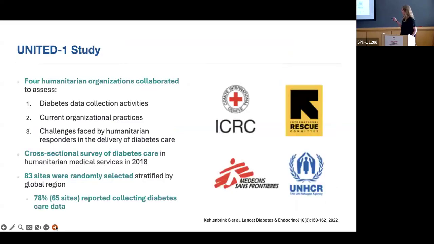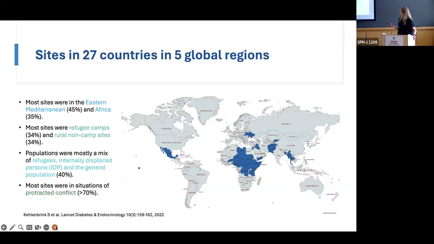These 4 organizations, the International Committee of the Red Cross, the International Rescue Committee, Doctors Without Borders, and UNHCR, contributed to the data collection for this particular study. What we did was a cross-sectional survey of diabetes care delivery across all of their medical services in the year 2018. We randomly selected 83 sites stratified by global region across these organizations. Of the 83 sites, 65, or 78%, reported collecting some sort of data on diabetes. The sites were across 27 countries and 5 global regions.